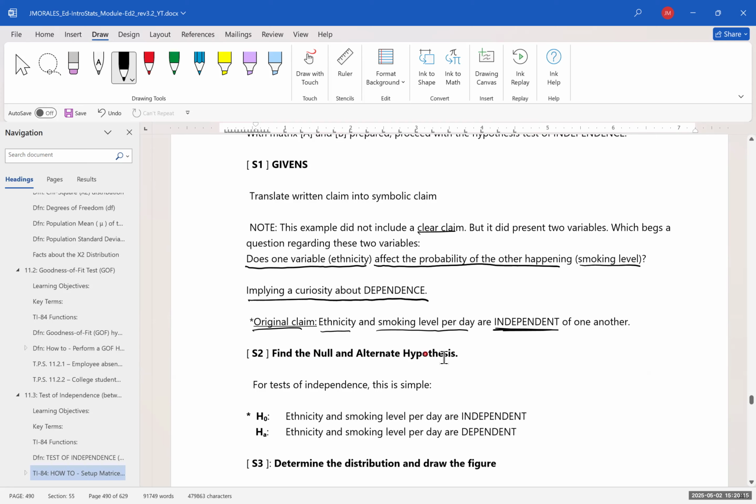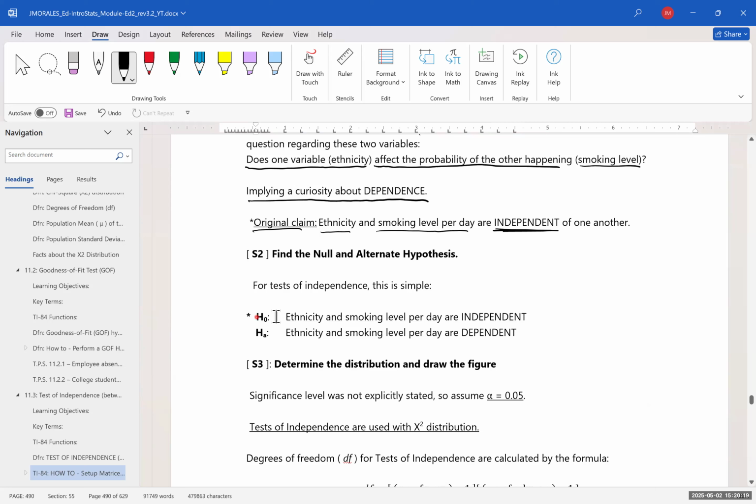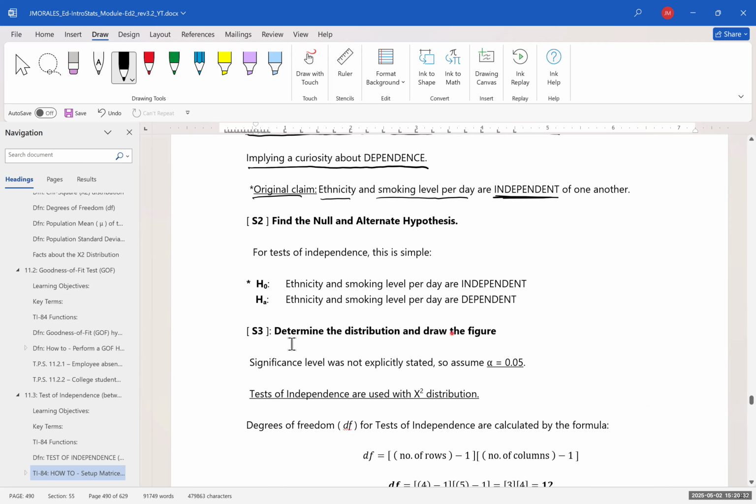So when you find the null and alternate hypotheses for tests of independence, it's simple. The null hypothesis is always going to be that the 2 variables are independent. The alternate hypothesis will be that the 2 variables are dependent. It'll always be that way.